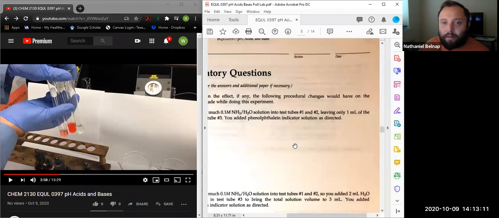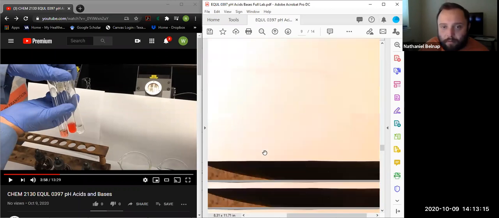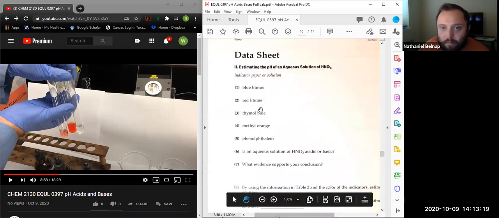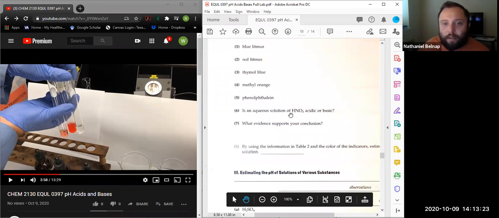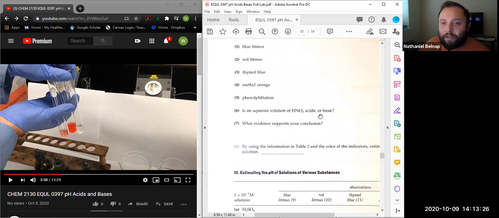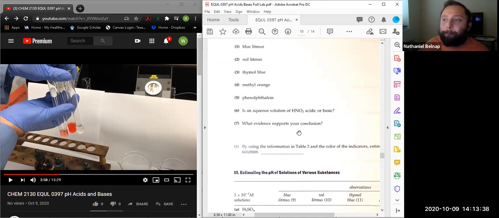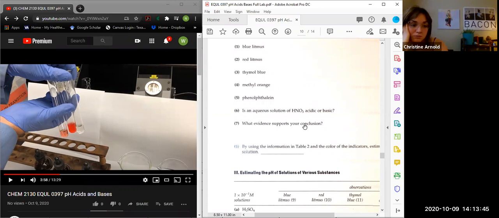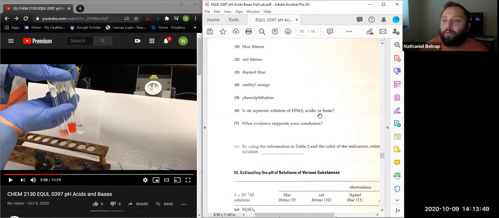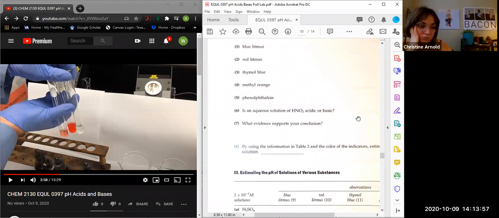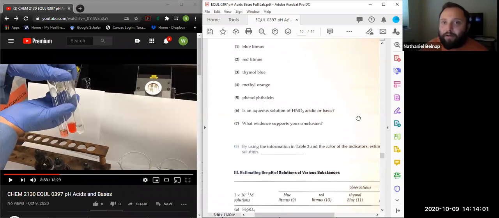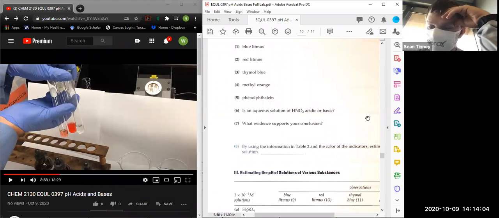So let's go back down. Okay, is an aqueous solution of nitric acid acidic or basic? We just talked about this. Acidic. Okay, and what evidence do we have to support that? The litmus paper turned red. Which one? The blue litmus paper, yeah, the blue one. And what else do you have here that would support that? Methyl orange turned red.